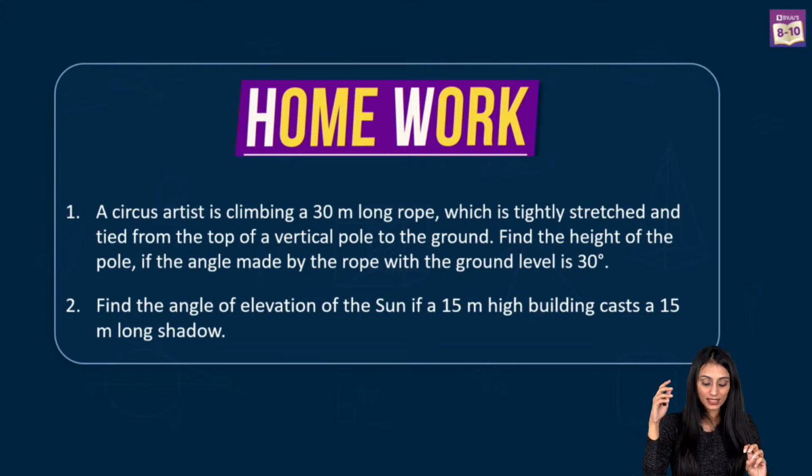First is, a circus artist is climbing a 30 meters long rope which is tightly stretched and tied from the top of a vertical pole to the ground. Find the height of the pole. The angle made by the rope with the ground level is 30 degrees. This is the first question.